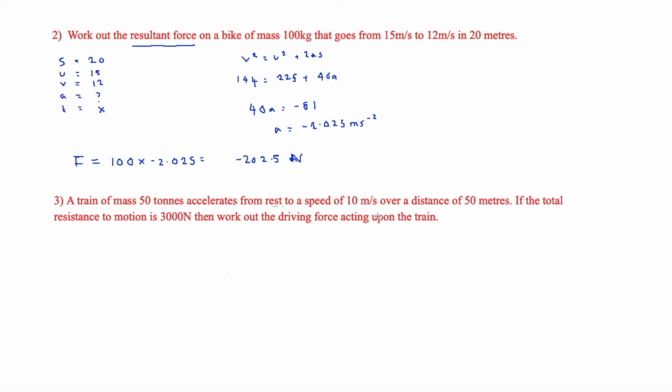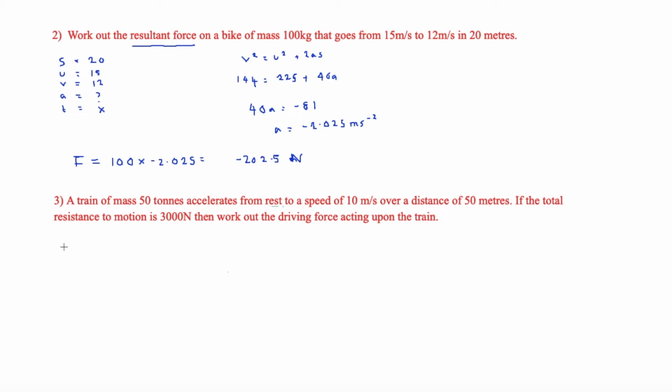Then this next one asks: a train of mass 50 tons accelerates from rest to a speed of 10 meters per second over a distance of 50 meters. If the total resistance to motion is 3,000 newtons, work out the driving force acting upon the train. Again, we need the acceleration so that we can work out the resultant force, and then, knowing the resistance to motion is 3,000 newtons, we can work out the driving force.